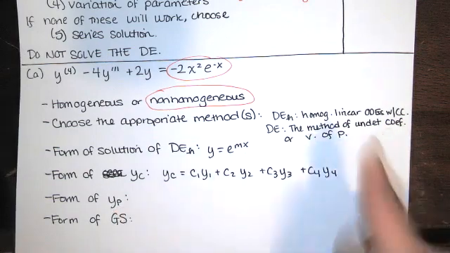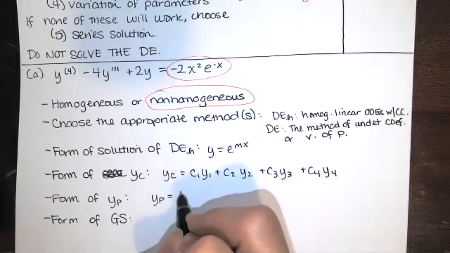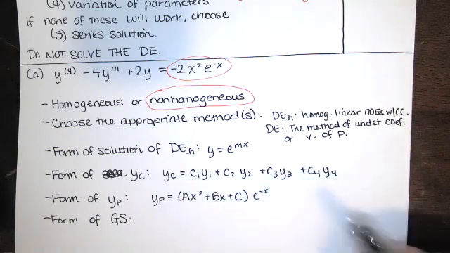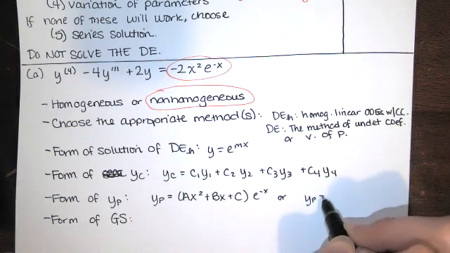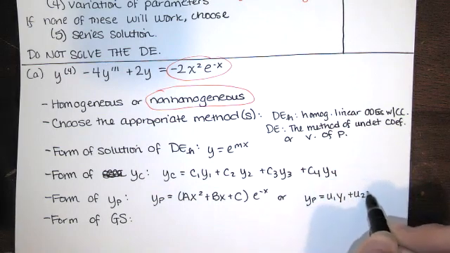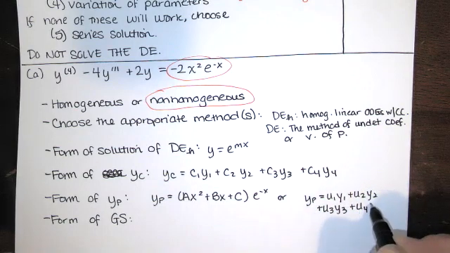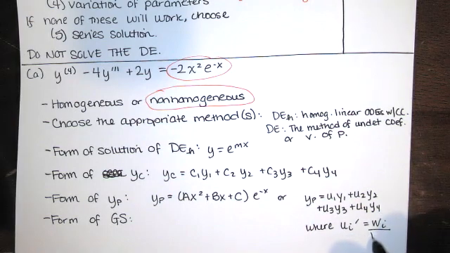And then for y sub p, for the method of undetermined coefficients, I've got a 2nd degree polynomial times e to the negative x, so I would guess a 2nd degree polynomial times e to the negative x. Or if we use variation of parameters, this would take a while. Y sub p would be u1y1 plus u2y2 plus u3y3 plus u4y4, where u sub i prime would be w sub i over w, for i equals 1 through 4 because you've got 4 of them.